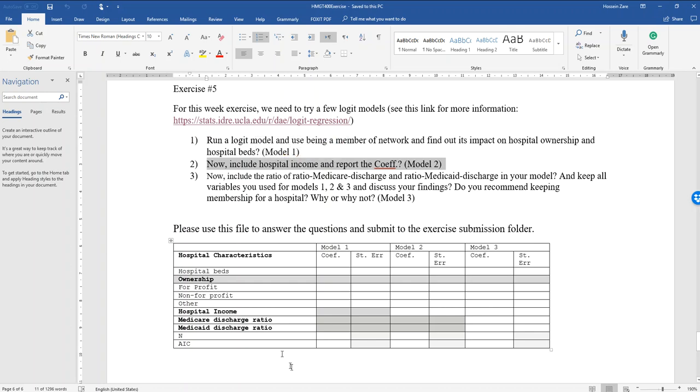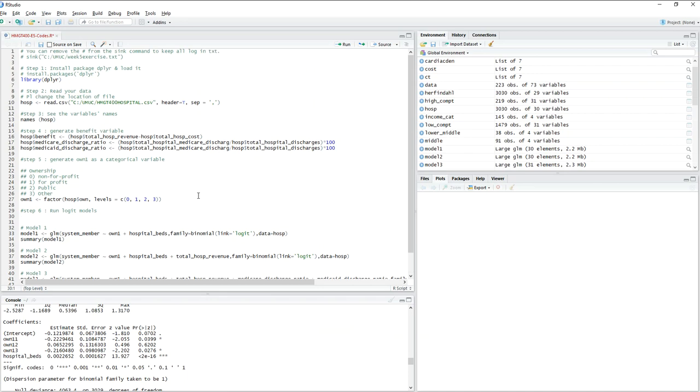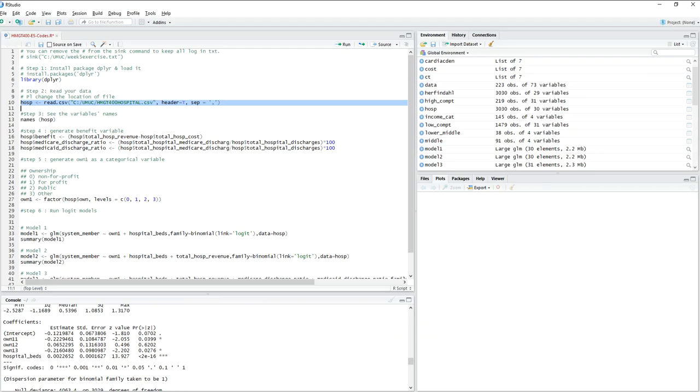Okay, I'm going to RStudio. You have the data. This is the same data you are working with from week 1. And first of all, for the last question, we need to have a ratio of Medicare and Medicaid. So first of all, let's generate these two variables.